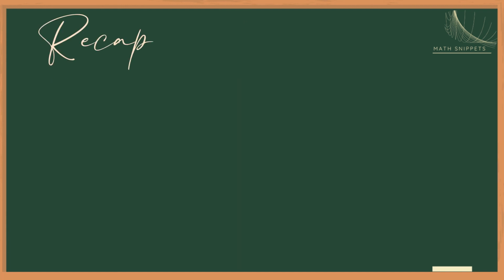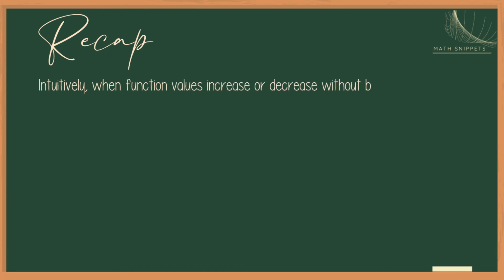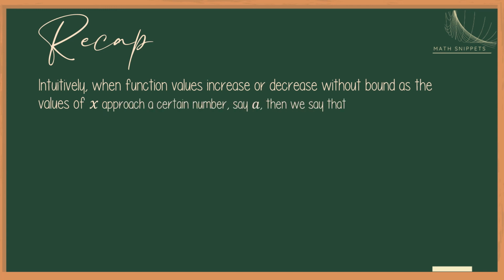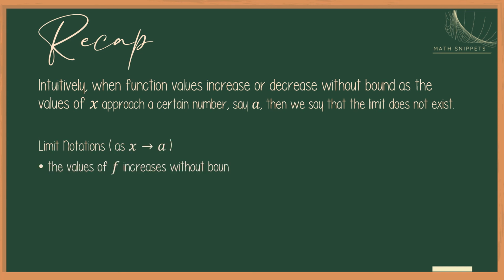Okay, so let's review what we learned this time. We learned that intuitively, when we observe the graph of the function and we can see that the function values increase or decrease without bounds as the values of x approach, let's say, x equals a, then we say that the limit does not exist. So in limit notation, we write it this way. As x approaches a, the values of f increase without bounds, we say that the limit of f of x as x approaches a is equal to positive infinity. Or this could also be one-sided limits, like the limit as x approaches a from the right or from the left is positive infinity.